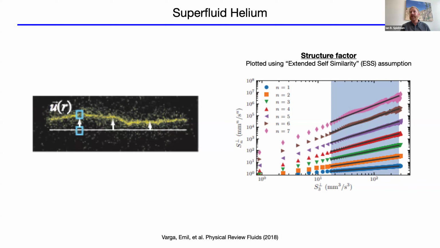And what you're seeing here is a typical plot in this kind of business that's showing different order structure functions. The n is what I had called p in the previous slide, as a function of the third order structure function. Now, this is a little weird. This is called the extended self-similarity assumption, but this could just as well be plotting as a function of the interparticle spacing. And what they're doing is, over some restricted regime, fitting this to a power law, and then they would plot the power law as a function of the exponent n. So that's sort of the strategy that's employed in classical fluids.